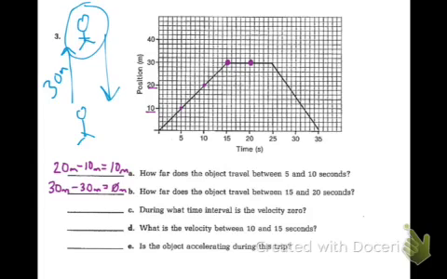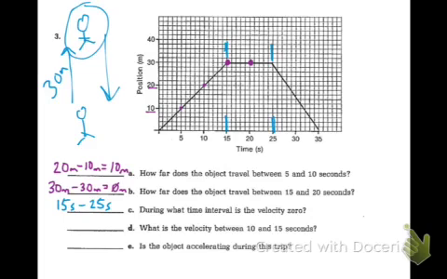So what time interval are we talking about? We're talking about from here to here. So from 15 to 25 seconds. Our velocity is 0. What is the velocity between 10 and 15 seconds?